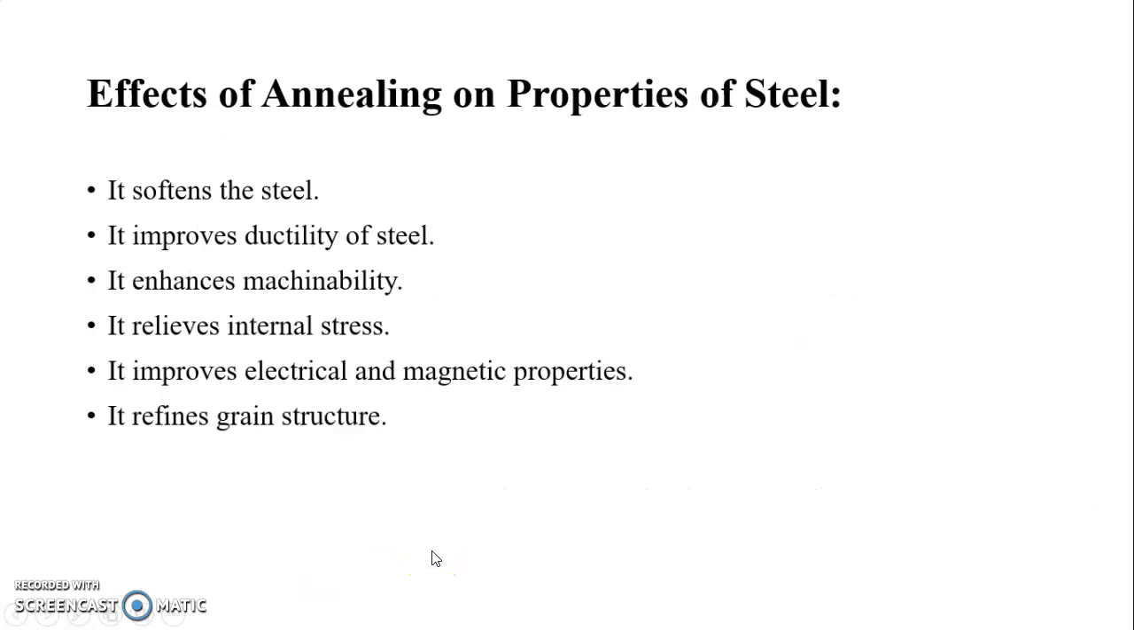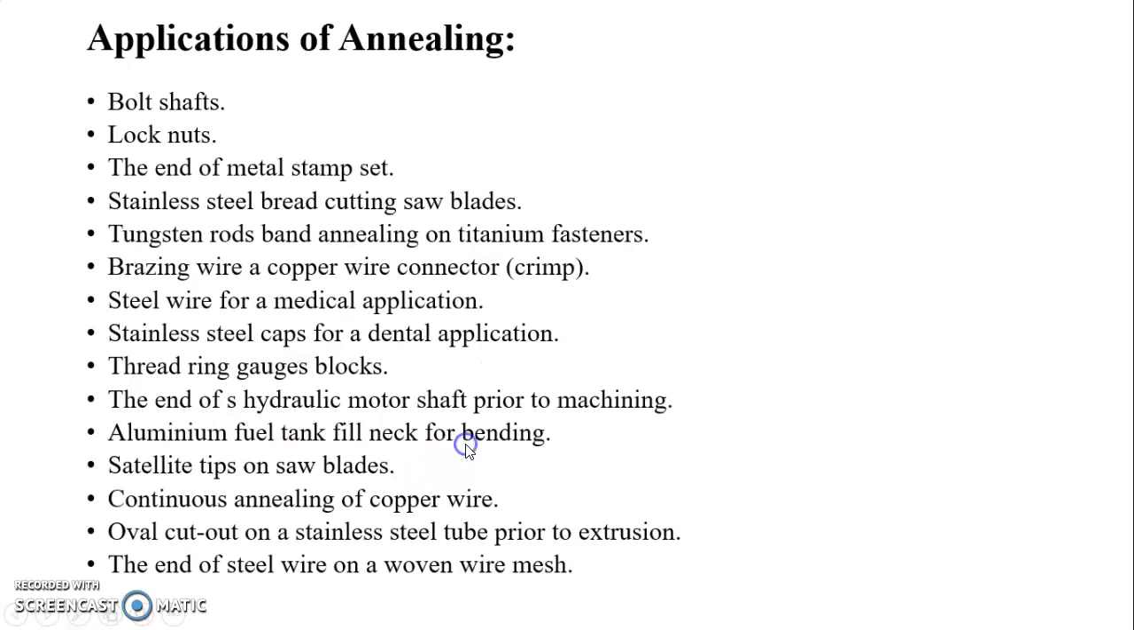Then there are some effects of annealing on the properties of steel. The first one, it softens the steel, it improves the ductility of steel, it enhances machinability, it relieves internal stresses, it improves electrical and magnetic properties, and it refines the grain structure. Then there are some applications of annealing.